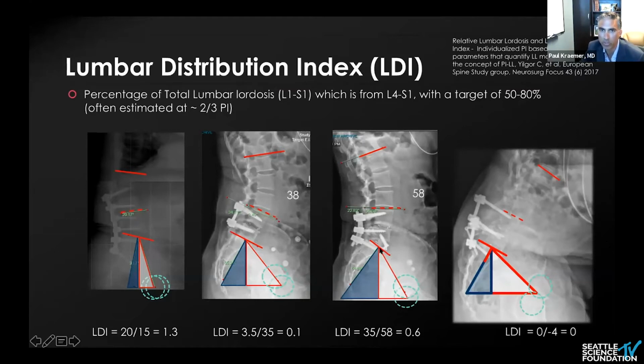And here's her post-op images realigning her. You can see how her triangles change. You can see her LDI is much more favorable. And here you can't really do the math because she's got no lordosis, and anything times 0 is 0.